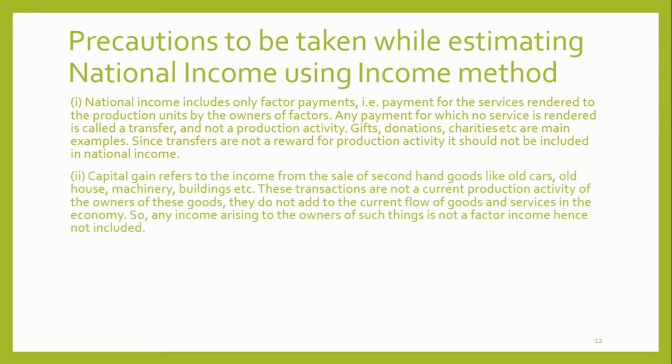Capital gain refers to the income from the sale of second-hand goods like old cars, old houses, machinery, buildings, etc. These transactions are not a current production activity of the owners of these goods. They do not add to the current flow of goods and services in the economy. So, any income arising to the owners of such things is not a factor income, hence not included.